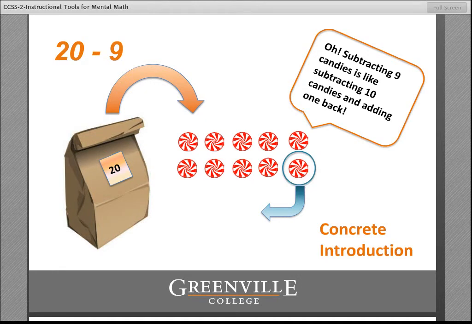So I might use the scenario you see here where I have a bag of candy with 20 candies inside. Now previously I've written 20 minus 9 on the board, but I kind of ignore that while I'm doing this little scenario. I say, okay, so I have 20 candies and I'm going to take out 10. So I take out 10 candies and I say, now how many are in the bag now?